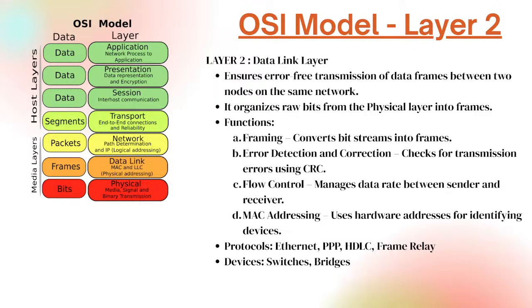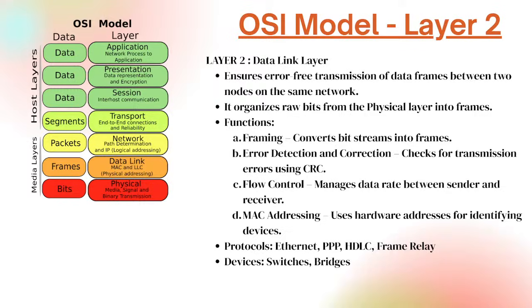Then the second one is error detection and correction. Error detection and correction means checking for transmission errors using CRC, cyclic redundancy check, which is a very important part. So here we can say: check for errors in transmitted data and fix them if possible. That is actually done by error detection and correction.